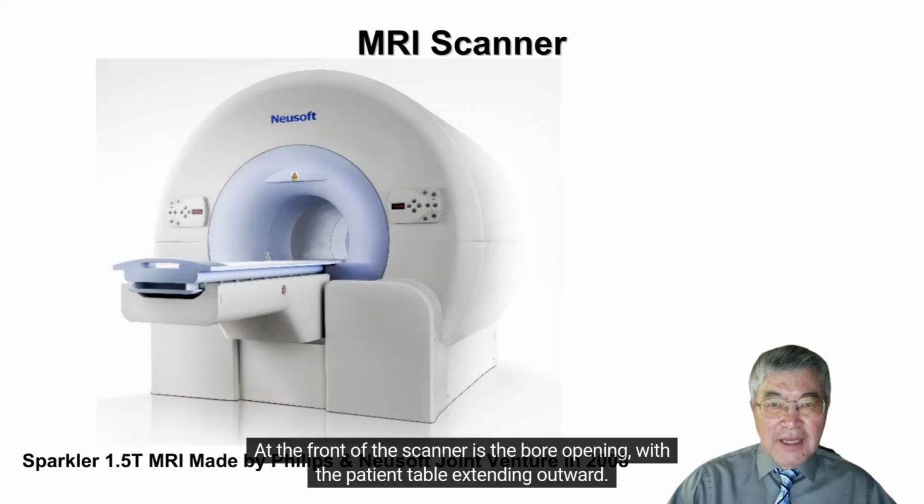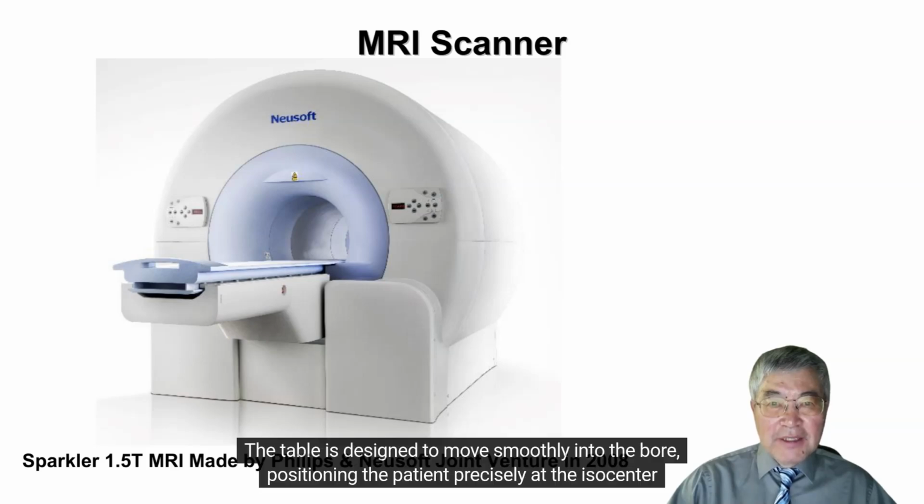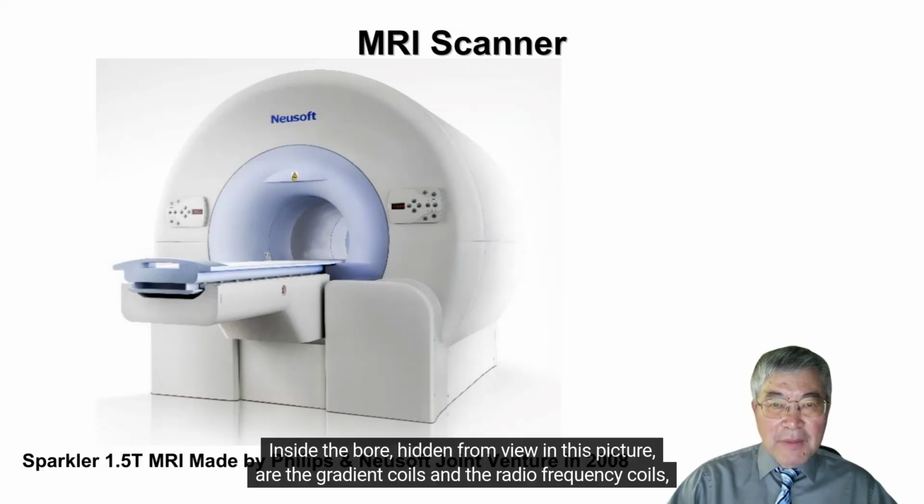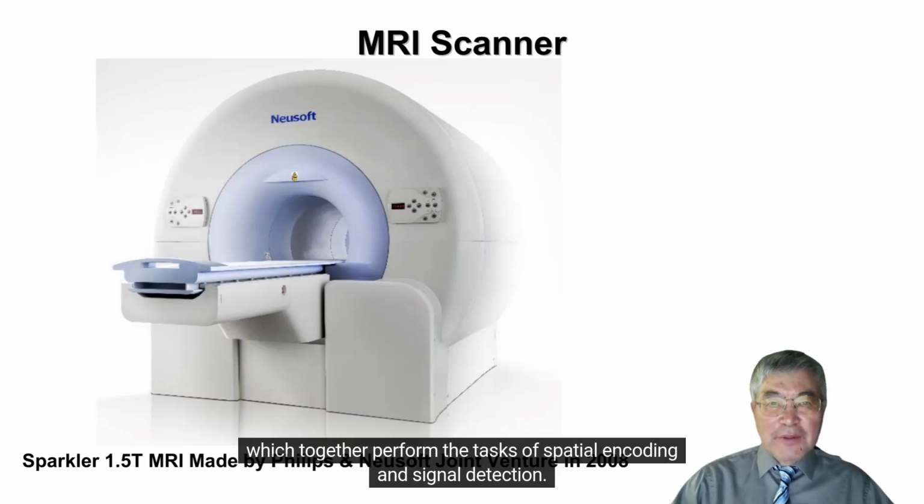That main field is what aligns the spins inside the patient's body and makes MRI possible. At the front of the scanner is the bore opening, with the patient table extending outward. The table is designed to move smoothly into the bore, positioning the patient precisely at the isocenter of the magnet, where the magnetic field is most uniform. Inside the bore, hidden from view in this picture, are the gradient coils and the radio frequency coils, which together perform the tasks of spatial encoding and signal detection.